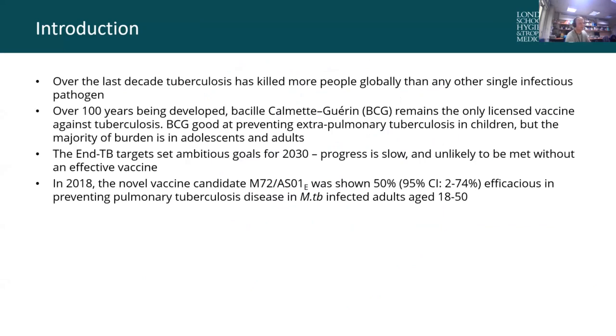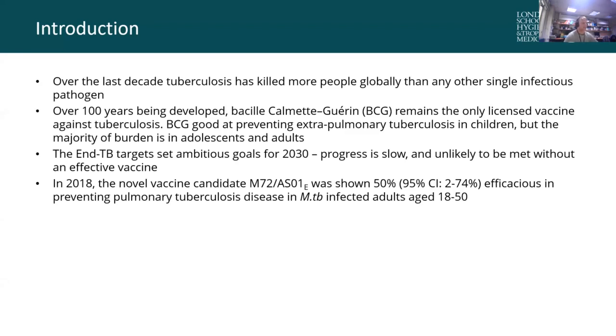The MTB targets are the advocacy goals that have been set to really reduce the burden of TB by 2030, but progress towards those has been really slow, and they are unlikely to be met unless we develop and implement an effective vaccine. So in 2018, there was some good news on this front. This vaccine that we will call M72 was shown to have 50% efficacy in preventing pulmonary TB among adults aged 18 to 50.